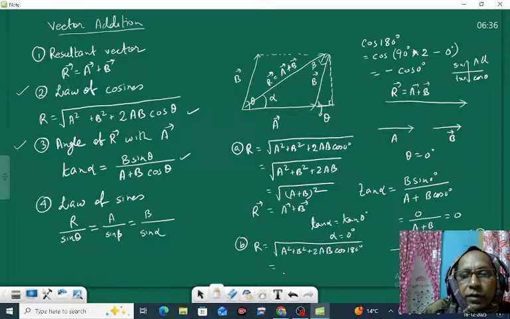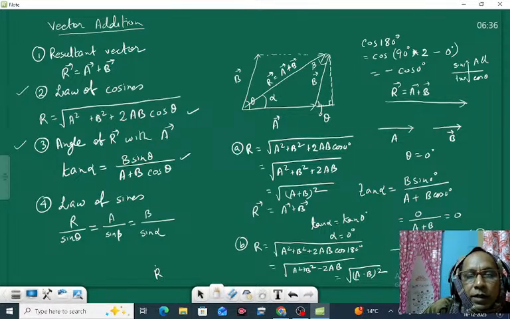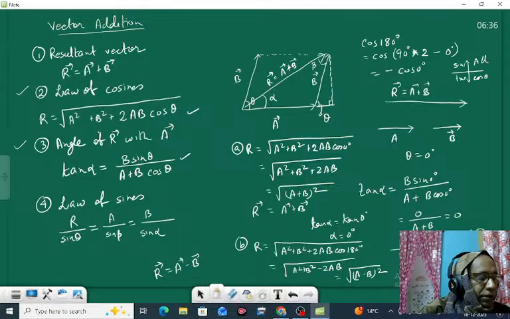Therefore we are getting the value as A square plus B square minus 2AB, or A minus B whole square. Therefore in this case the resultant we are getting is vector A minus vector B. So we always apply this formula to find the addition of vectors: if they are in the same direction, we add the vectors; if they are in the opposite direction, we subtract the vectors.